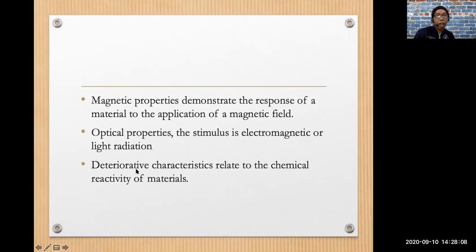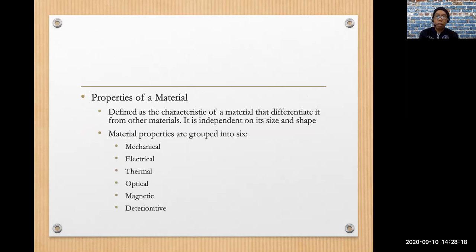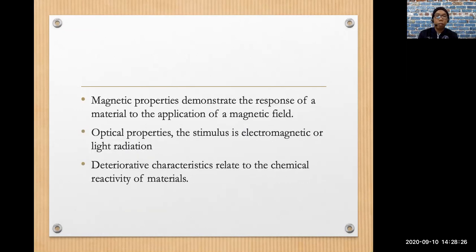For deteriorative characteristics, this relates to the chemical reactivity of materials. So yun yung anim na types ng properties of material: mechanical, electrical, thermal, optical, magnetic, and deteriorative. Okay, properties.